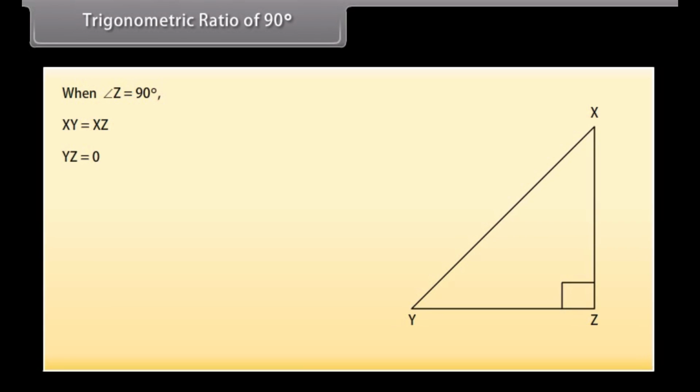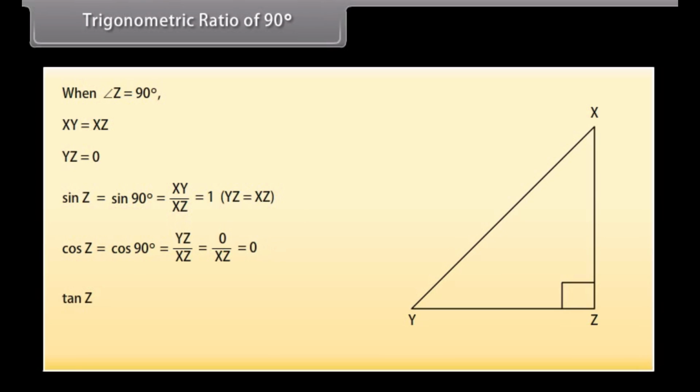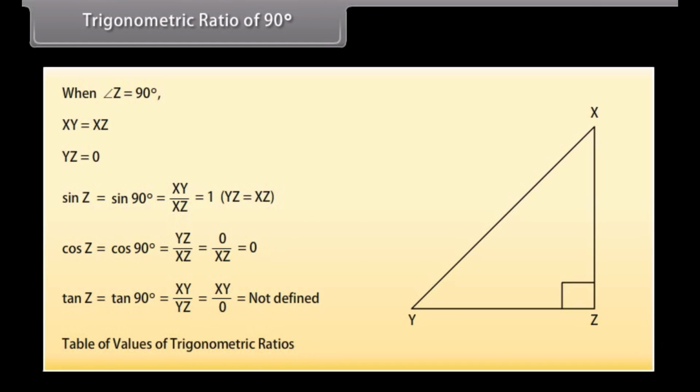Let us understand what happens to the values of trigonometric ratios. Sin Z is equal to sin 90 degree, which equals XY upon XZ, which equals 1, as XY is equal to XZ. Cos Z is equal to cos 90 degree, which equals YZ upon XZ, is equal to 0 upon XZ, which equals 0. Tan Z is equal to tan 90 degree, which is equal to XY upon YZ, equals XY upon 0. Therefore, tan 90 degree is undefined. Let us summarize our exercise in a table.